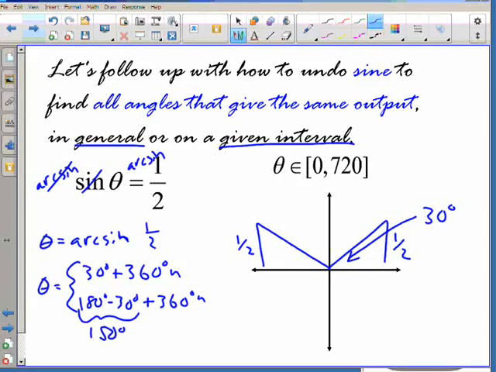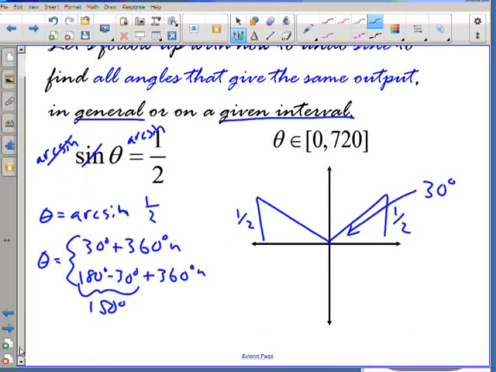Once you get familiar with this 180 minus and stop making the mistake of putting plus or minus in front, you don't need to put the 180 minus, but it's worth doing it a couple times just to make sure you remember that when you're doing sine.